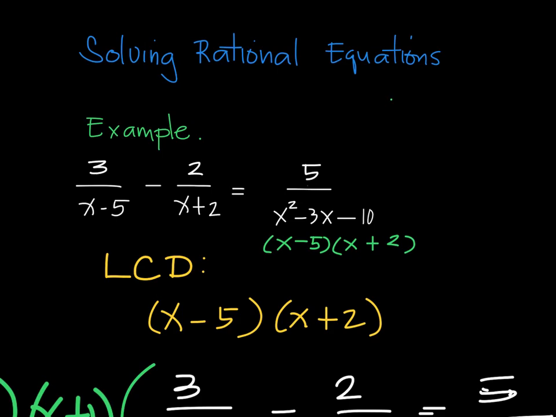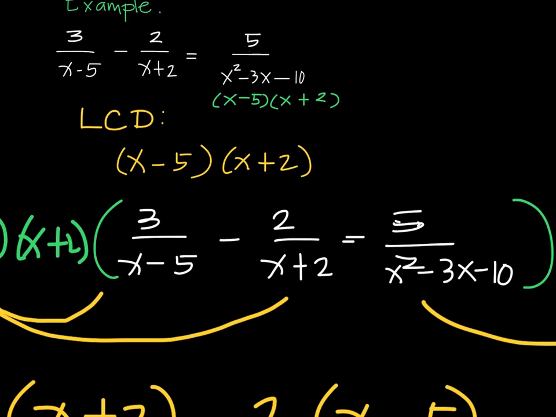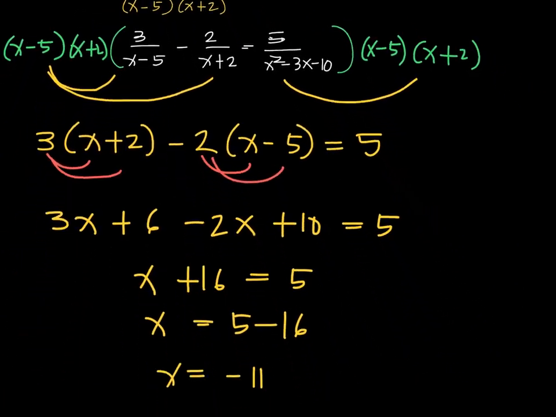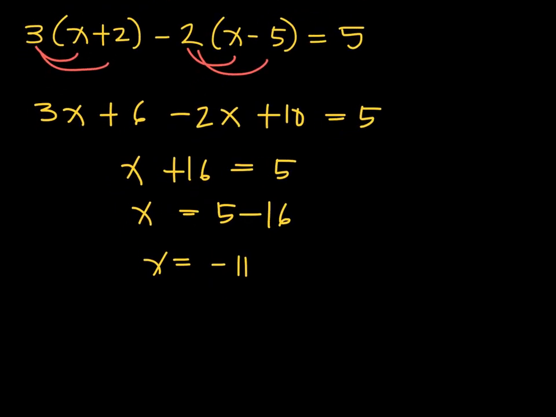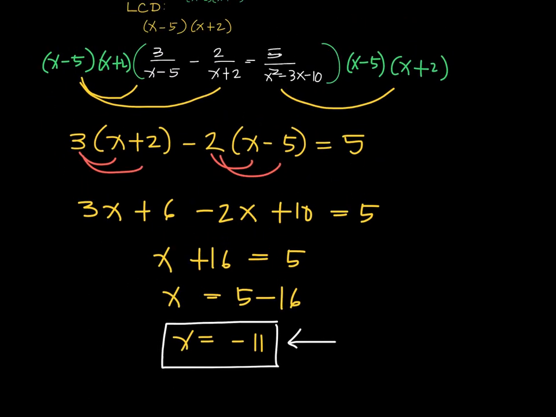Now, if for any reason you get those numbers as a solution, then you should say there is no solution to the rational equation. But since we got x equals negative 11, which is not equal to 5 and not equal to negative 2, this is indeed a solution. So the final answer here is x is equal to negative 11.